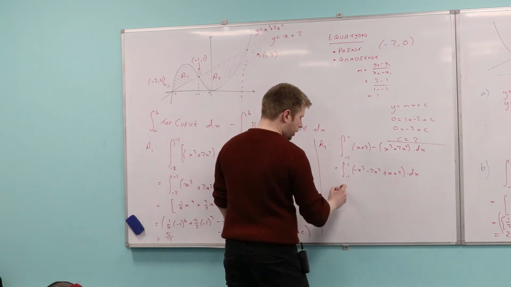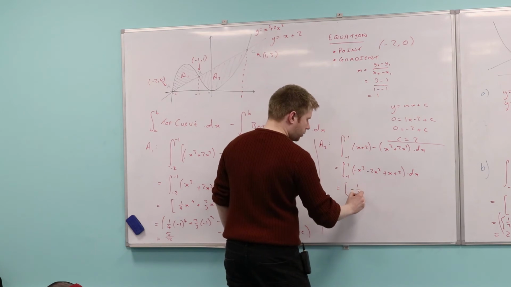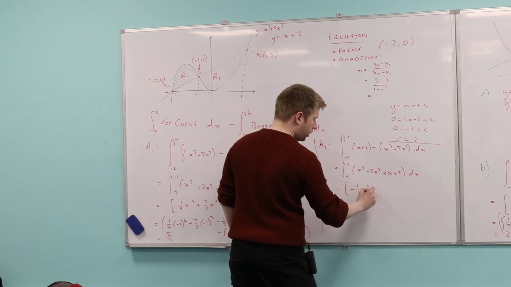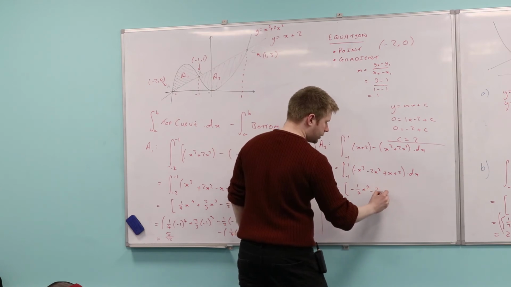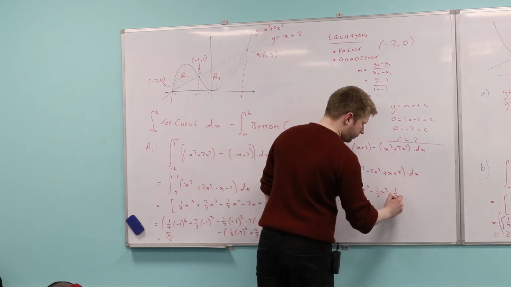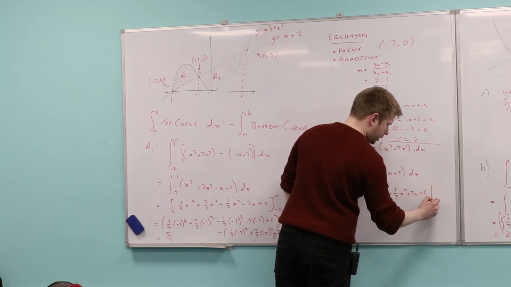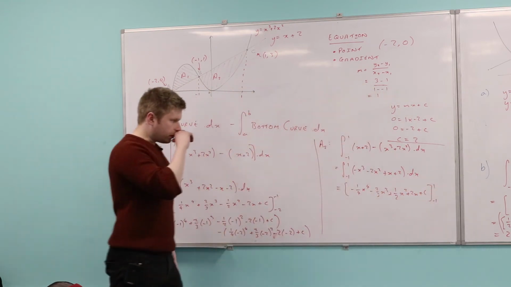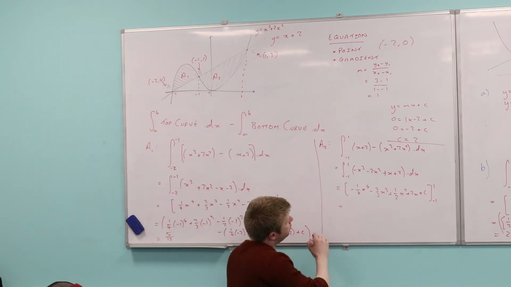So let's work this out. The area function, just quickly do it. -1/4 x to the power 4 minus 2/3 x to the power 3 plus 1/2 x squared plus 2x plus c between -1 and 1. Okay. And that's going to be equal to, well, let's work it out.